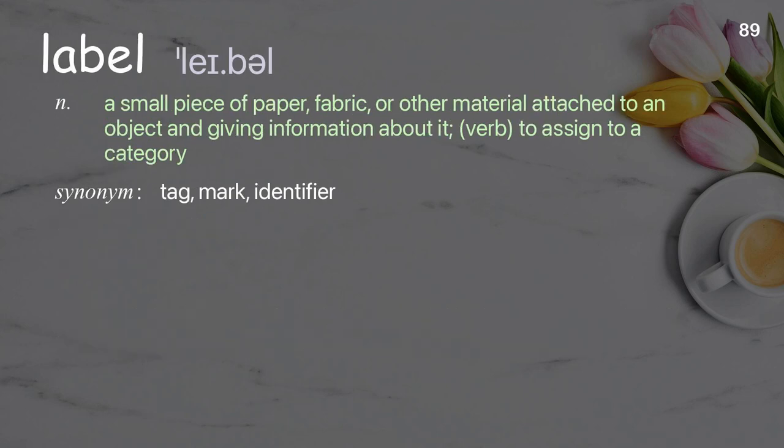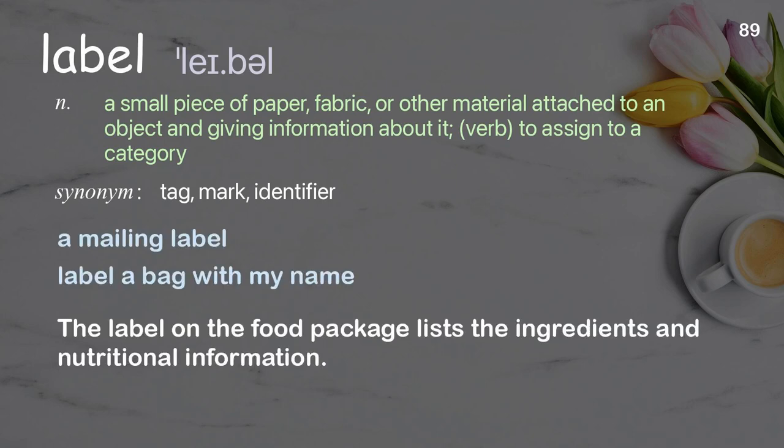Label. A small piece of paper, fabric, or other material attached to an object and giving information about it; verb: to assign to a category. Examples: a mailing label, label a bag with my name. The label on the food package lists the ingredients and nutritional information.